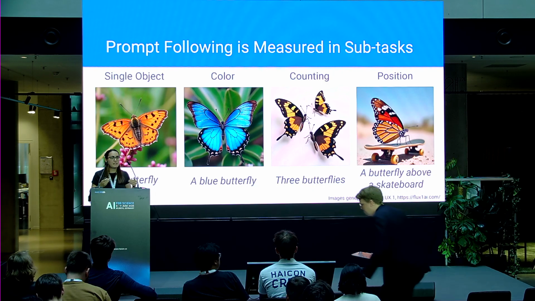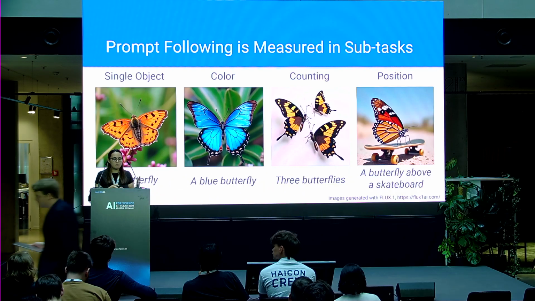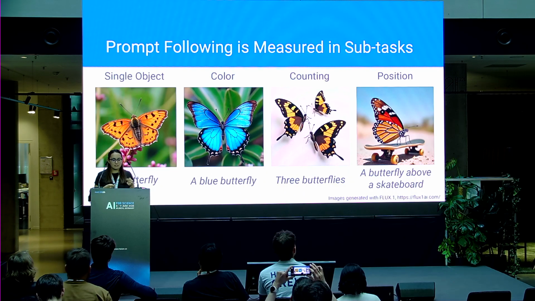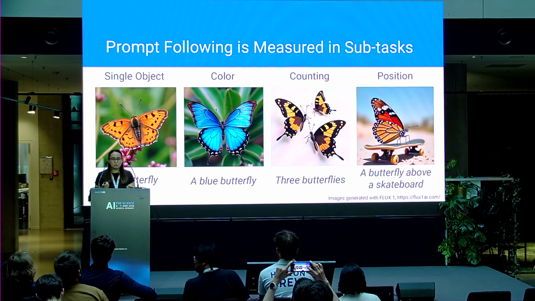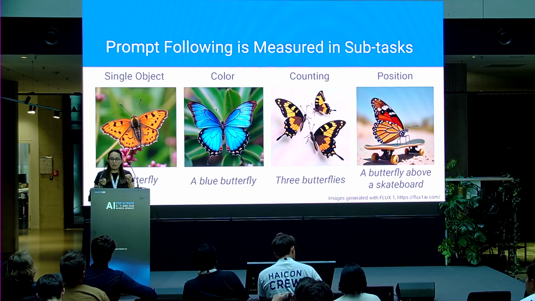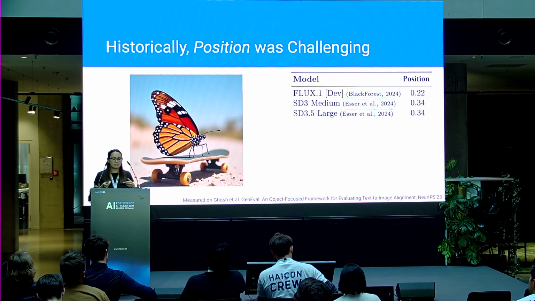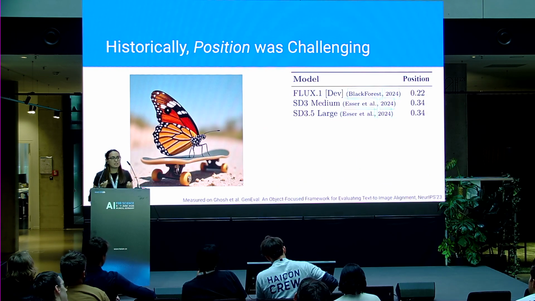Maybe the most basic capability is single object. But we can also test things like colors and other attributes. We can see how well the model can count. And we can also check if it can put things in the right position. And that's what we're interested in in this paper, looking at if they can put things in the right position.